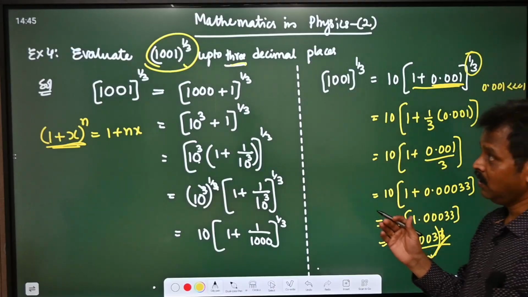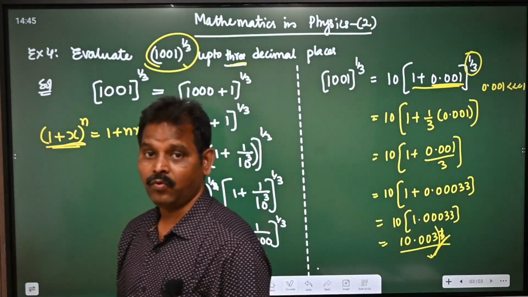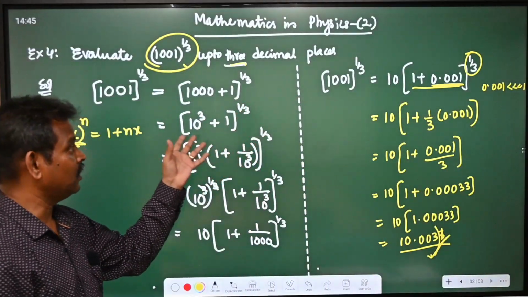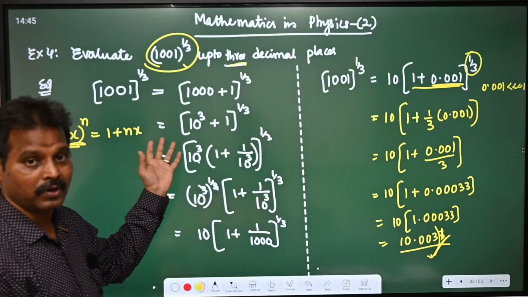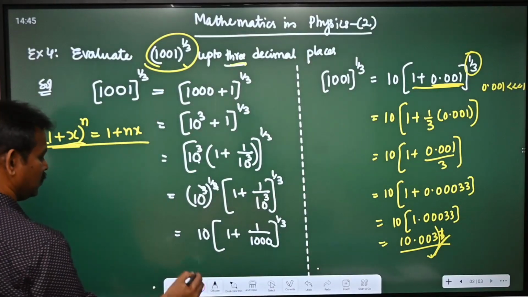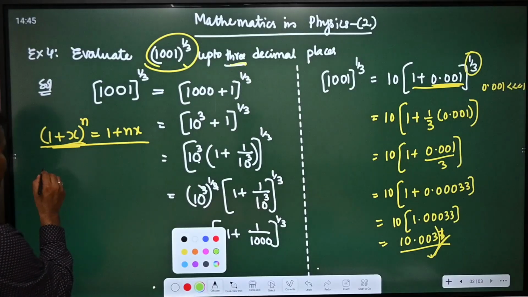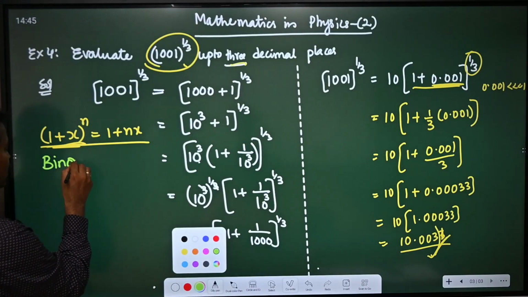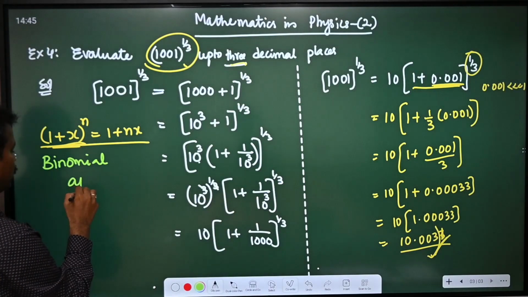Similarly, in physics, we can use this type of binomial approximation. This is called binomial approximation.